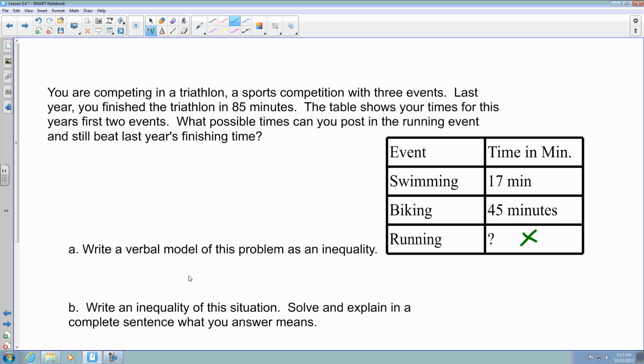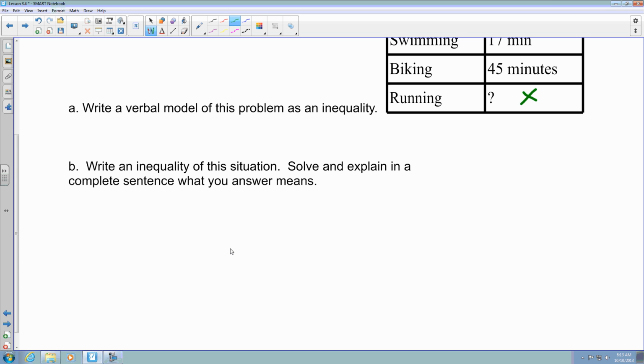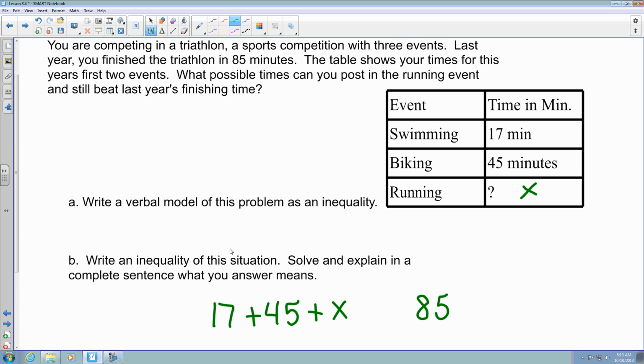So they want you to write a verbal model. Let's just go right into writing the inequality of this situation. Okay, so I know that I have 17 minutes for swimming plus 45 minutes for biking plus x, and I know that last year's time was 85. Okay, what they're asking is, what are the possible times you can post in the running event and still beat last year's time? So that's telling us that it's an inequality. And the inequality here is going to be less than, because you want to be faster than 85 minutes. But you don't want to be less than or equal to, because if you were the same time, you wouldn't have beat last year's time.